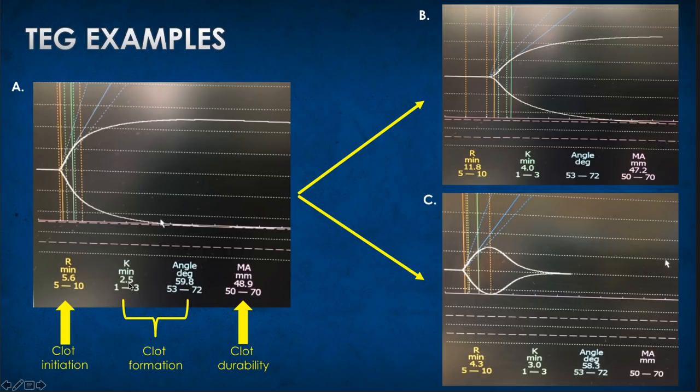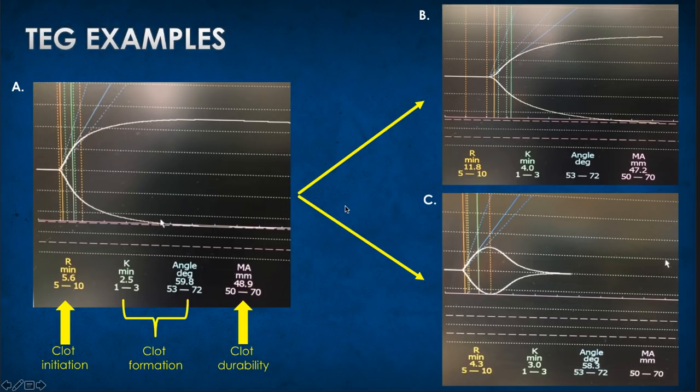Here normal is 1 to 3. So this is a completely normal looking TEG. The alpha angle also is completely normal. The steepness of this clot development tells you about the clot formation, the interaction of coagulation factors, fibrin, and platelets. And then here the maximum amplitude tells you about the clot formation, the platelet quantity, quality, and then as we look further on, the clot durability, how stable it is during mechanical stress.